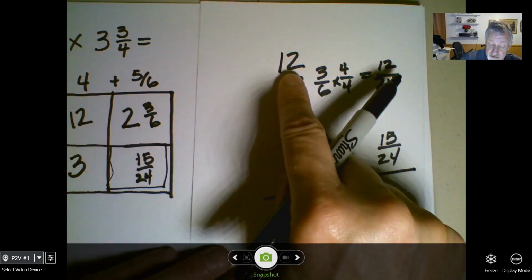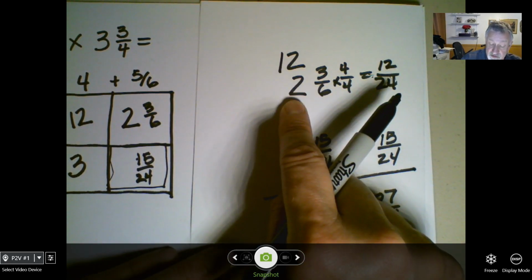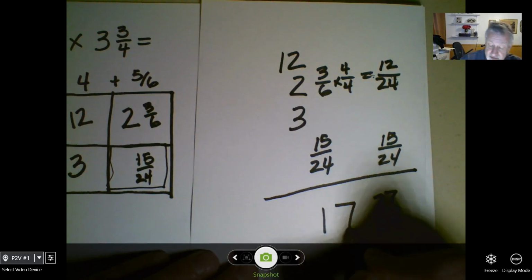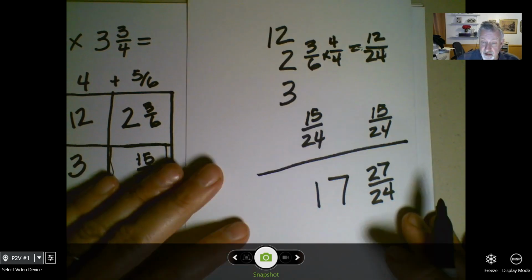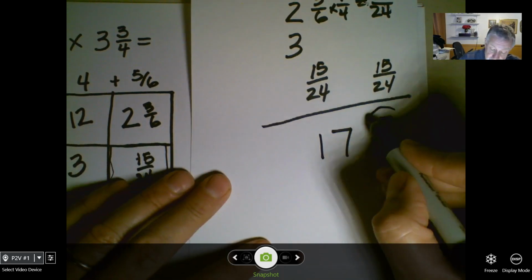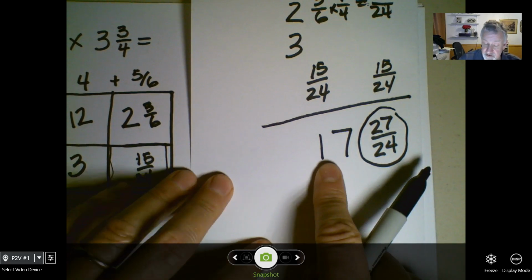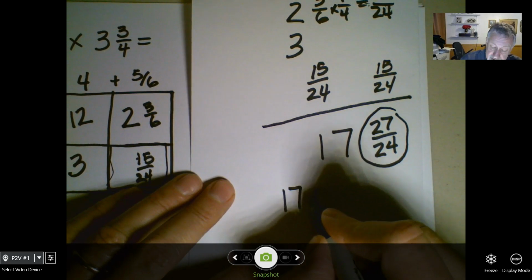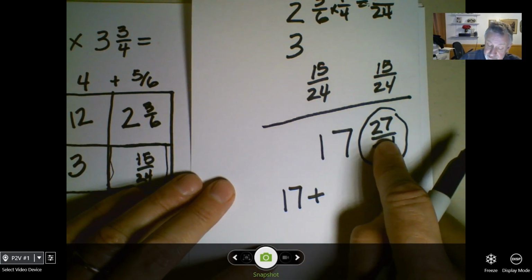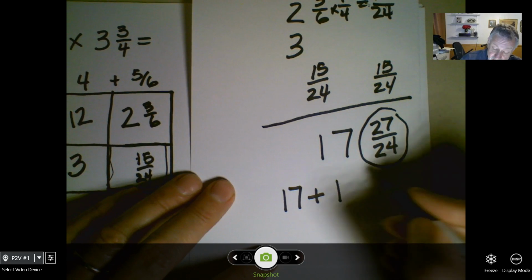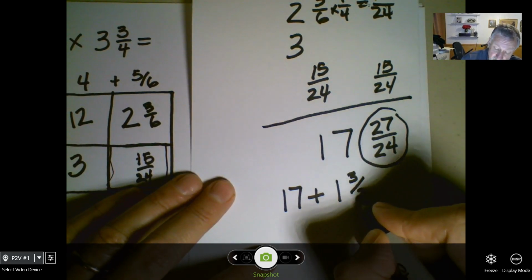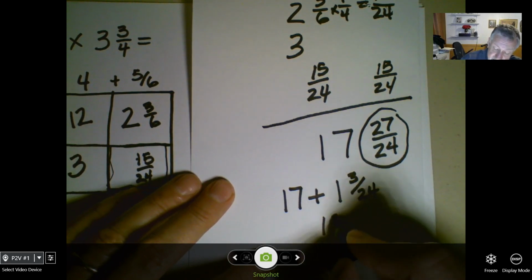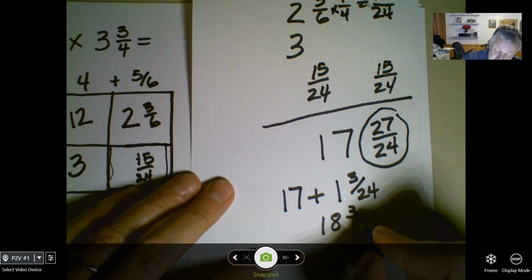Add up my whole numbers. 12 plus 2 is 14, plus 3 is 17. Okay, and hopefully we've recognized by now that we have an improper fraction inside of our mixed number, so we've got to change that. So we've got 17 plus, take 24 out of here, give us a whole, and there's 3 more left over. So when we add all that together, 17 plus 1 is 18, and 3/24.